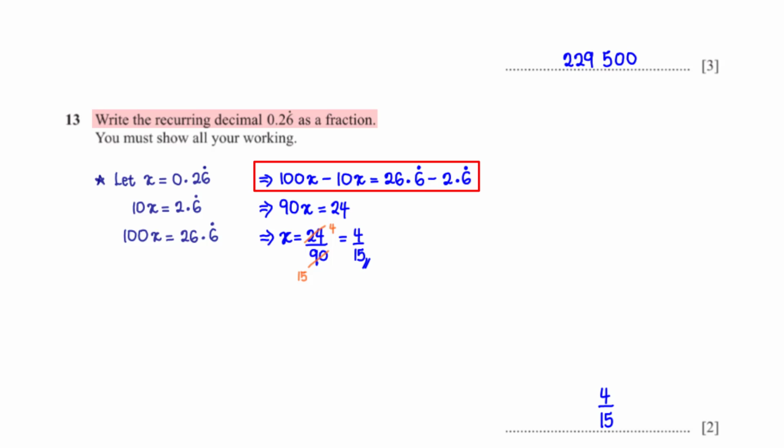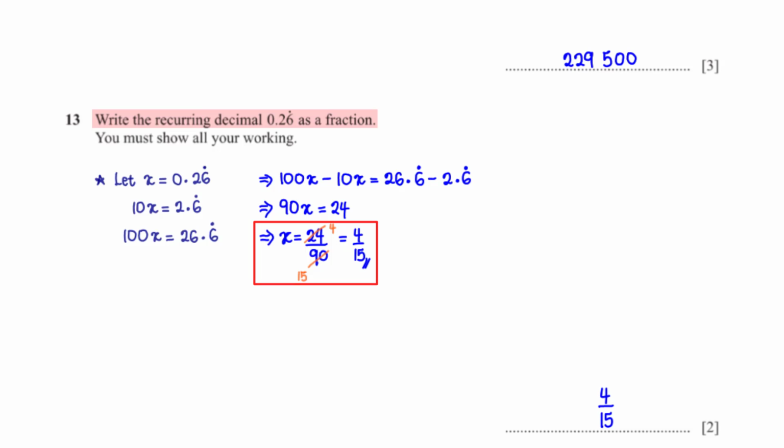by subtracting 10x from 100x. This gives us 90x equals 24. When we divide both sides by 90, we get x equals 24 over 90. 6 goes into 24 4 times and goes into 90 15 times. So we have 4 over 15.